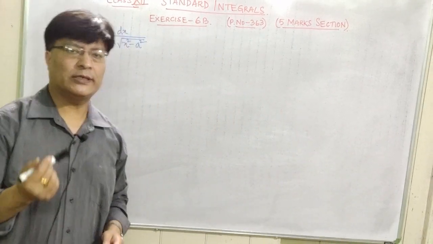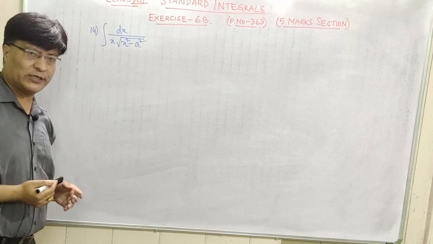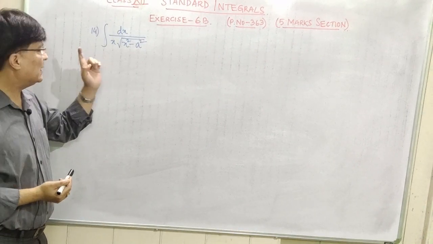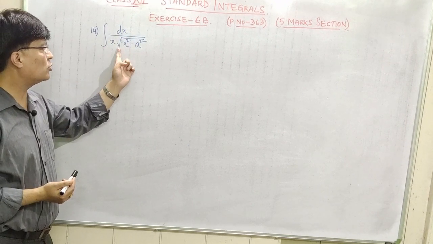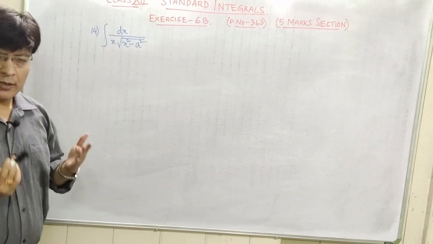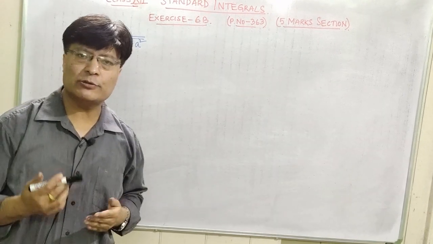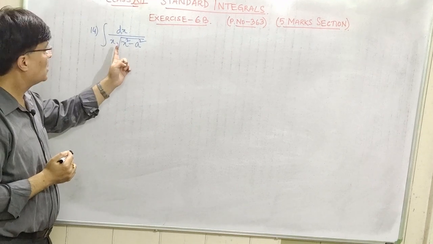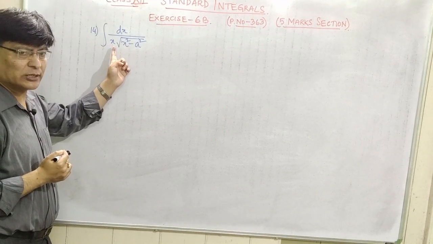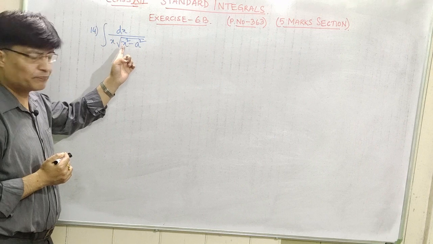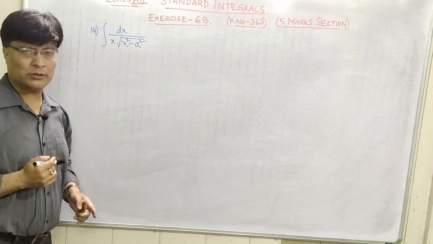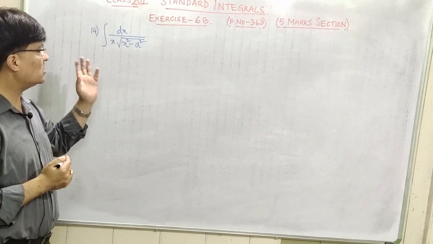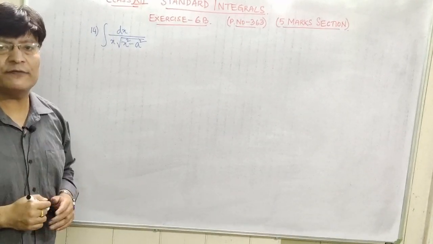So now we'll do the next type of question, that is question number 14. You have to evaluate this integral, that is integration of dx divided by x root under x square minus a square. Now you have to use a different type of method, because in this case outside the square root there is x in the denominator. Here the power of x is 1, but within the square root the power of x is 2, that is your quadratic expression. So in this case we will use a different method of integration.